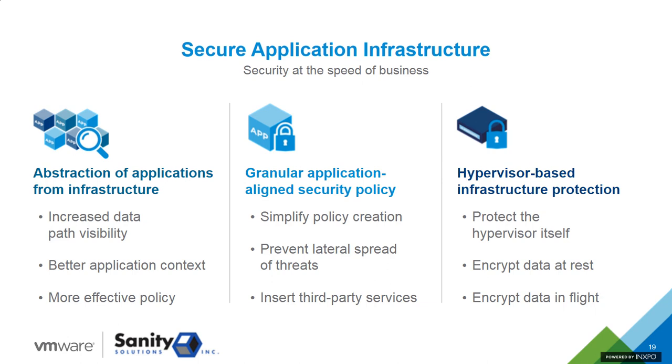I talked a little bit about micro-segmentation and granular application aligned security policy, and that's really taking a look at how do we take that security policy that we implement down to the basic level of infrastructure and to our applications where it matters most. And then hypervisor-based infrastructure protection. So making sure that you're on vSphere 6.5, the latest VMware version, to take advantage of key security features like encryption.